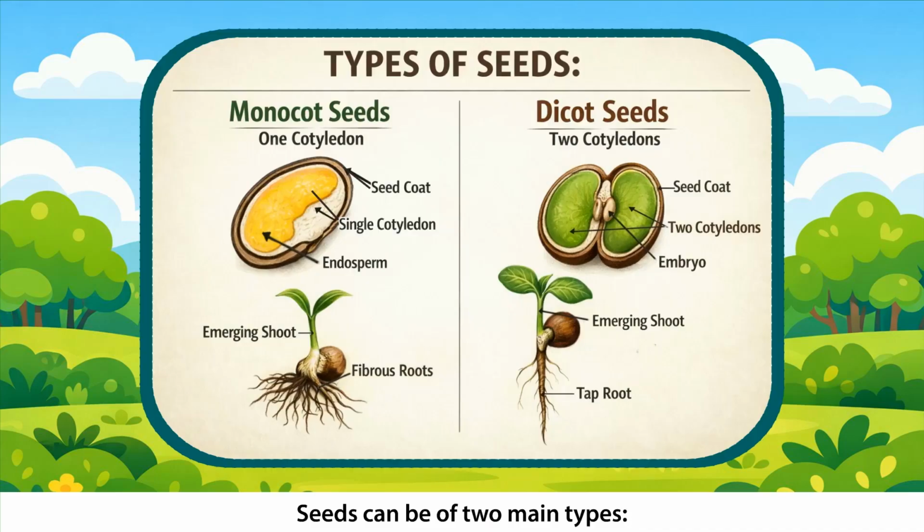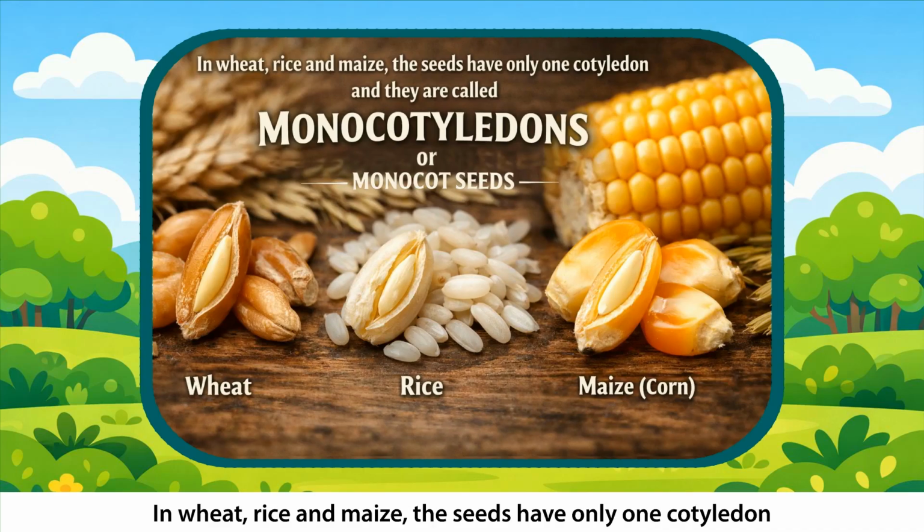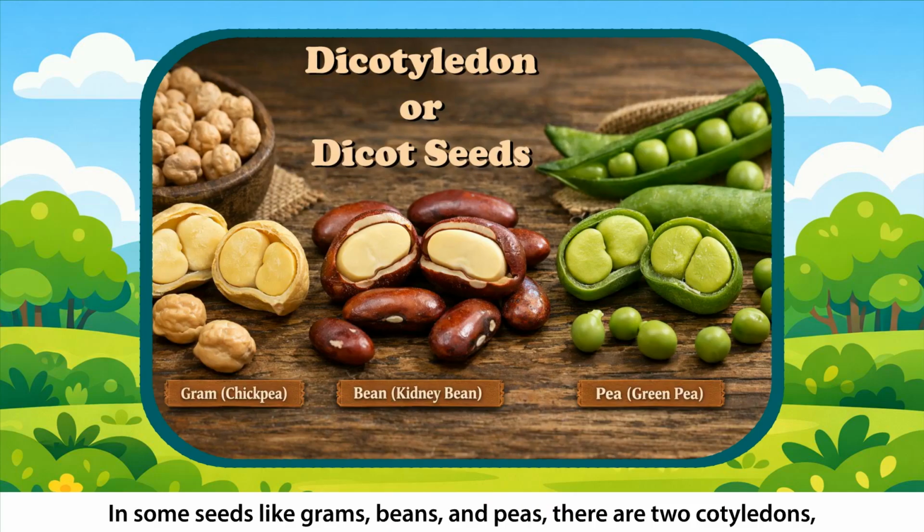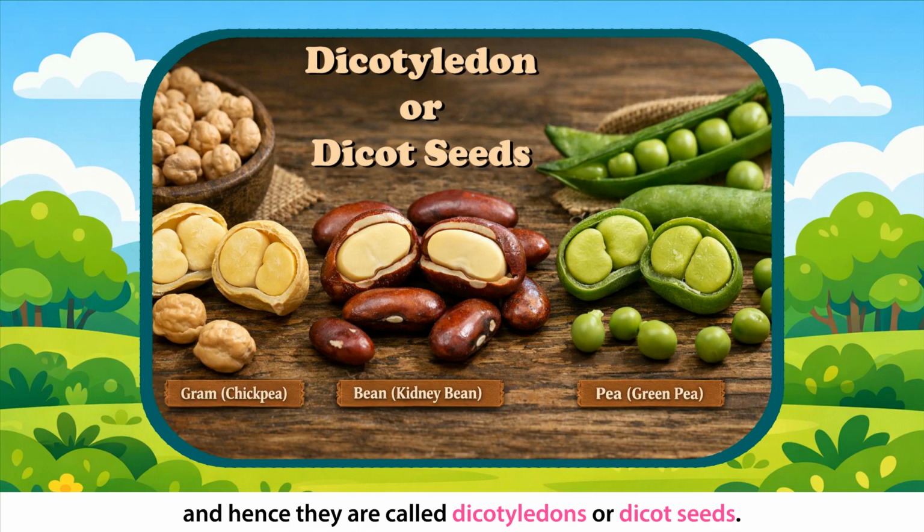Types of seed. Seeds can be of two main types. In wheat, rice, and maize, the seeds have only one cotyledon, and they are called monocotyledons or monocot seeds. In some seeds like grams, beans, and peas, there are two cotyledons, and hence they are called dicotyledons or dicot seeds.